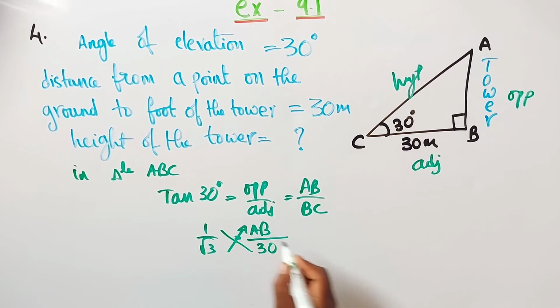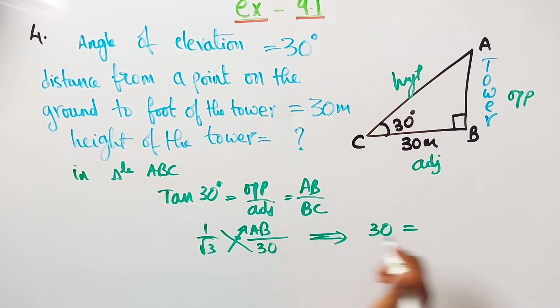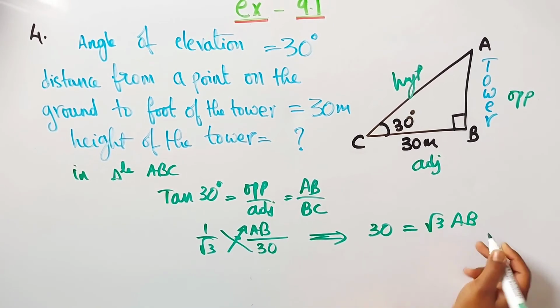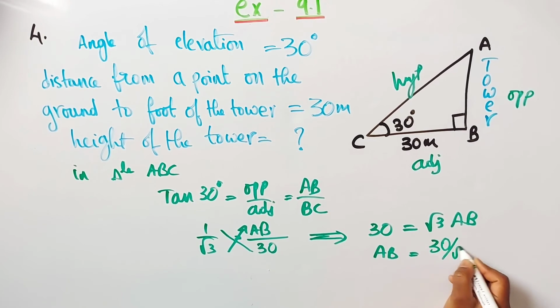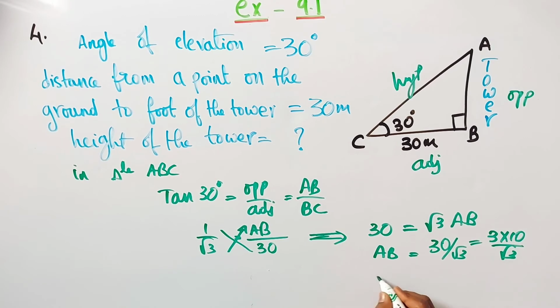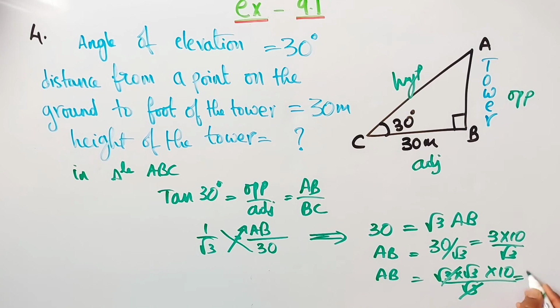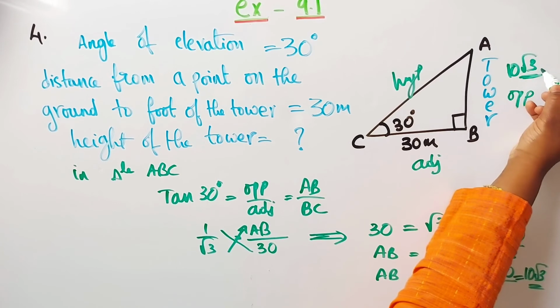So do the cross multiplication. 30 into 1 is 30. AB into root 3 is root 3 AB, children. From here AB is equal to, send this root 3 to the left hand side, correct children? So 30 divided by root 3. This one we can write as 3 into 10 by root 3. AB equal to, now 3 we can write as root 3 into root 3, into 10 already there, divided by root 3. Root 3 will get cancelled. 10 root 3. AB is 10 root 3 meters, children.